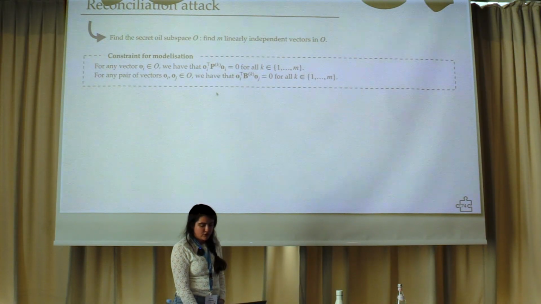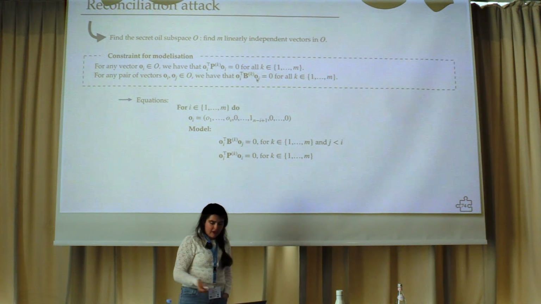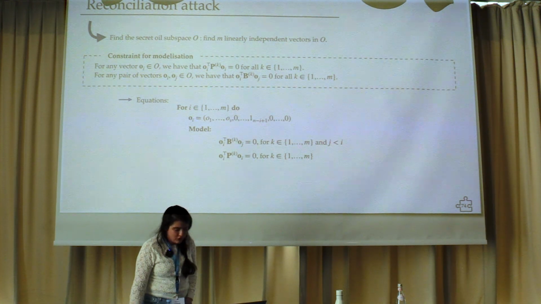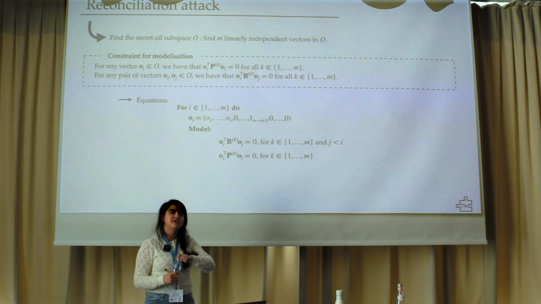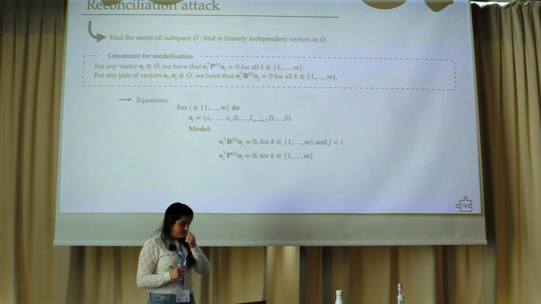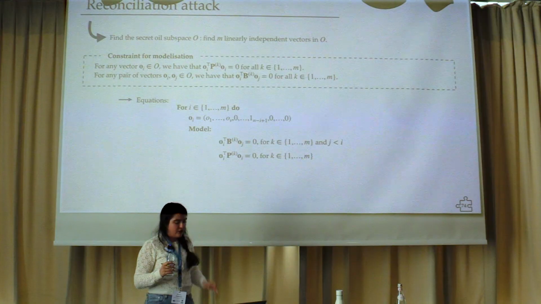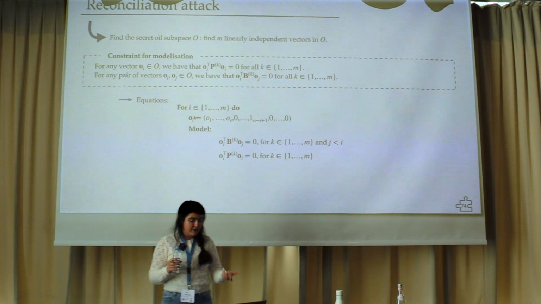Okay, so now I also know the second constraint here, that O_i for some oil vector times B times O_j is also equal to 0, and I'm going to model this for, I'm going to show you a loop. Actually, we do everything at the same time. It's not really a loop, but let's say modelization is a loop. So what are you doing? You are trying to find a basis of an m-dimensional space.